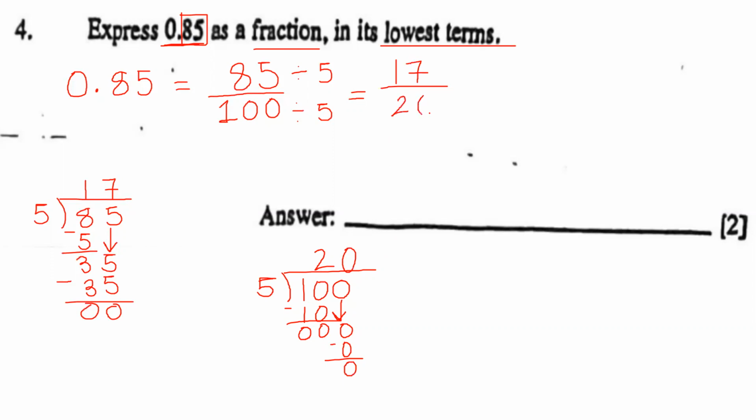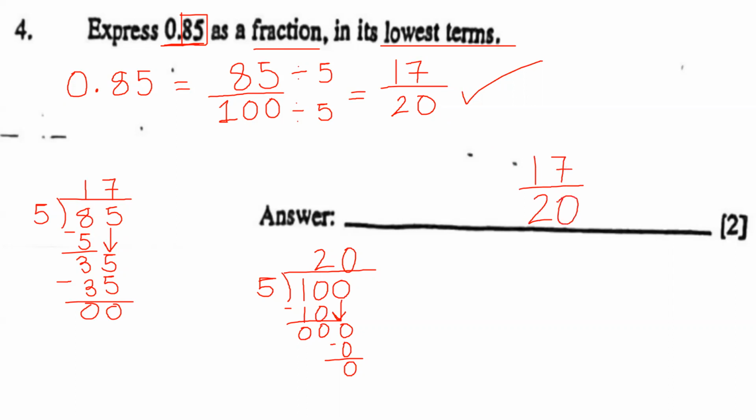And so we have 17 over 20. And this is definitely in simplest form because there is no number that can go into both 17 and 20 without leaving a remainder besides 1. So 17 and 20.